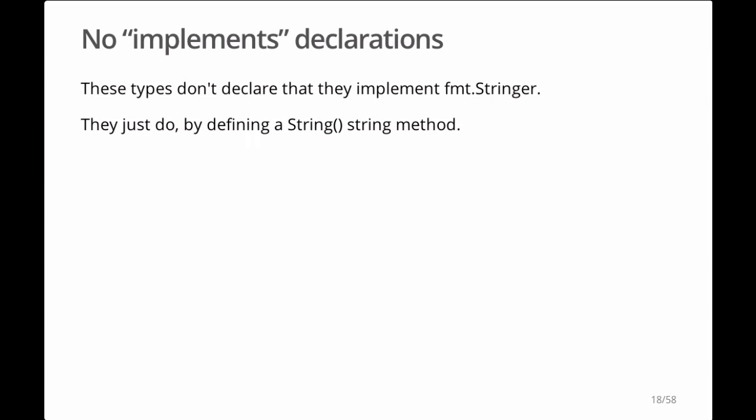The most important thing about these examples is that there are no implements declarations in this code. These types, and we've seen world and office and weekday and duration, they don't declare that they implement fmt.Stringer. They might not even know that fmt.Stringer exists. But because they implement a method named String that takes no arguments and returns a string, they do implement fmt.Stringer, and so fmt can print them.